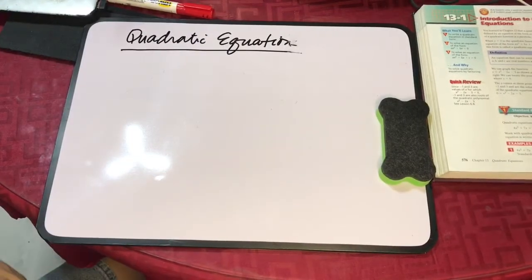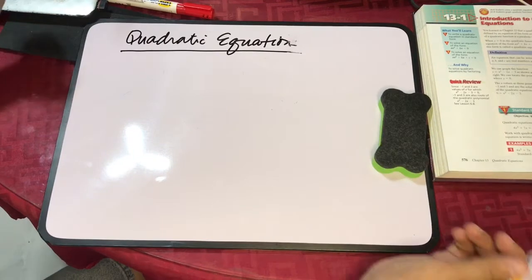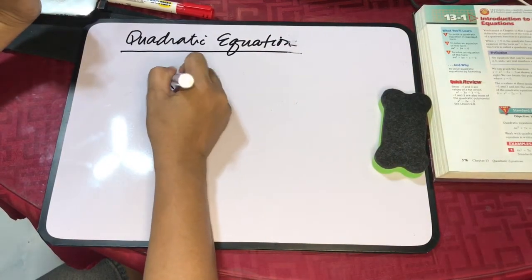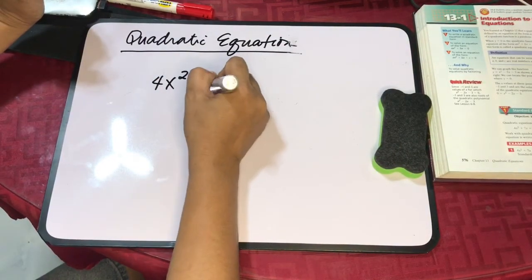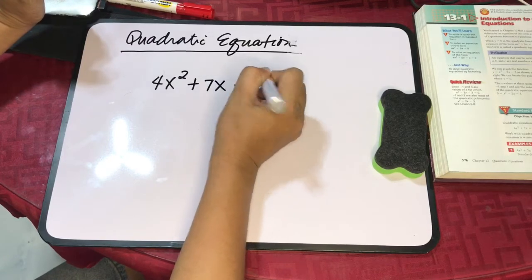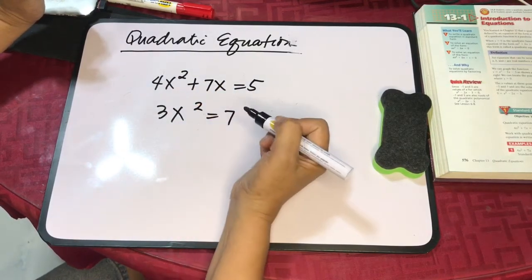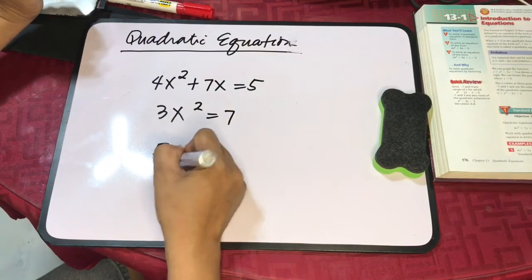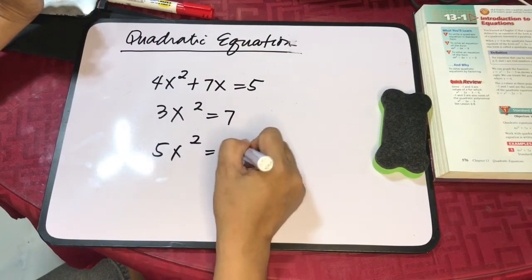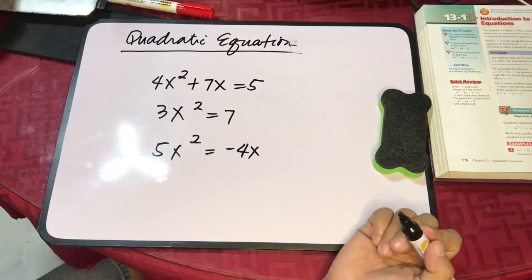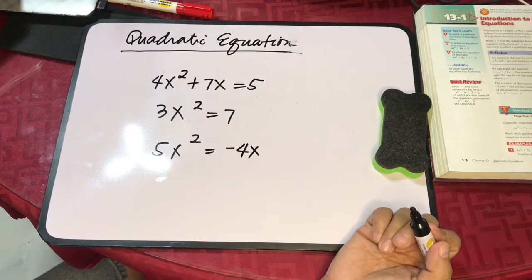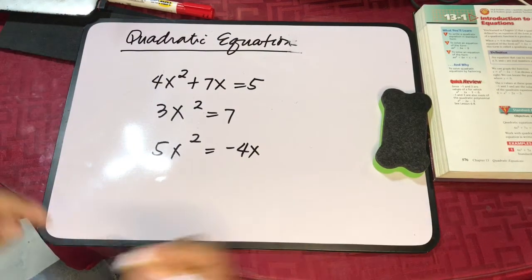Quadratic equations can be written in various forms. For example, you have 4x squared plus 7x is equal to 5, 3x squared is equal to 7, 5x squared is equal to negative 4x. These are examples of quadratic equations.